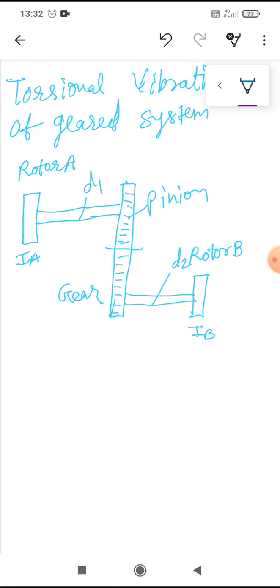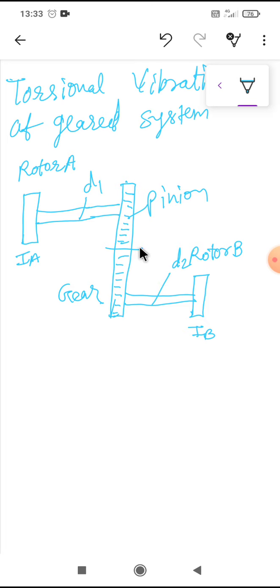Now how will it operate? If this rotor is moving in the clockwise direction, the pinion will move clockwise and the gear will move anti-clockwise, so the other rotor will move anti-clockwise. Here the power is transmitted through a distance, and the direction of rotation is also reversed. So power is transmitted easily through some distance, that is the length between the pinion and gear.